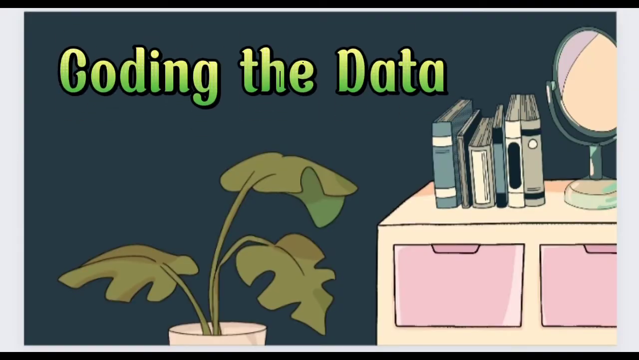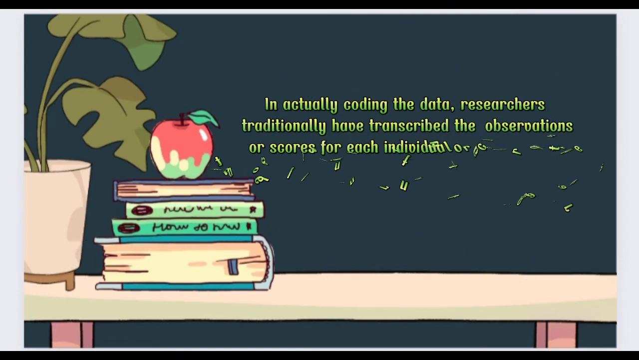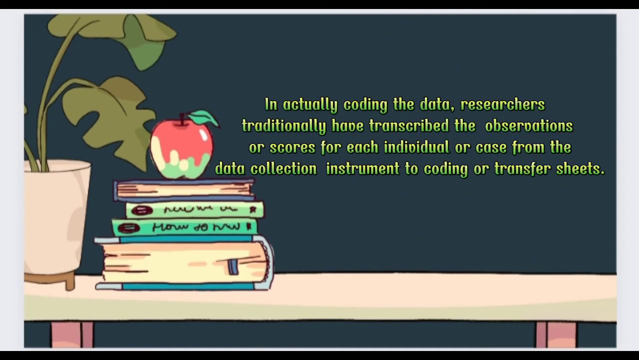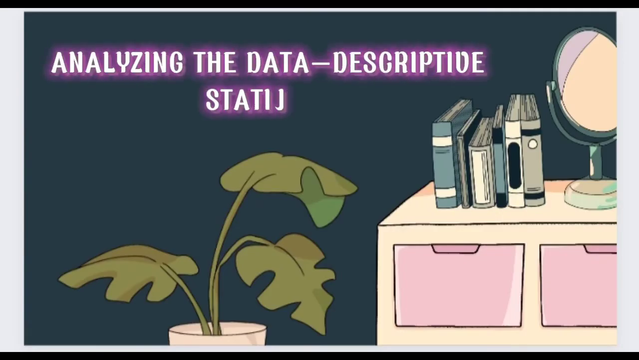Coding the data. In actually coding the data, researchers traditionally have transcribed the observations or scores for each individual or case from the data collection instrument to coding or transfer sheets. Analyzing the data. Descriptive statistics.